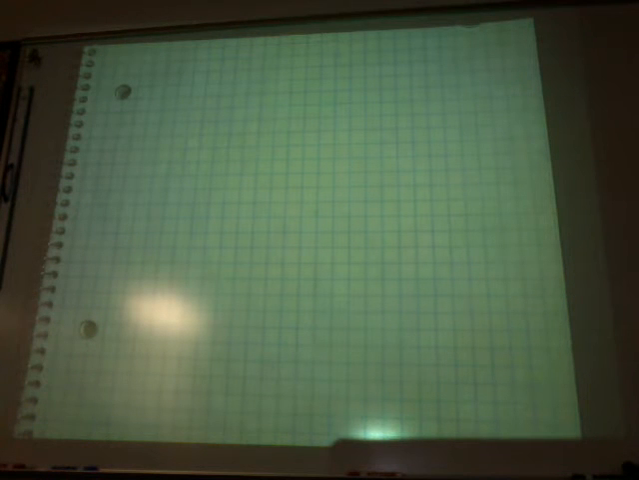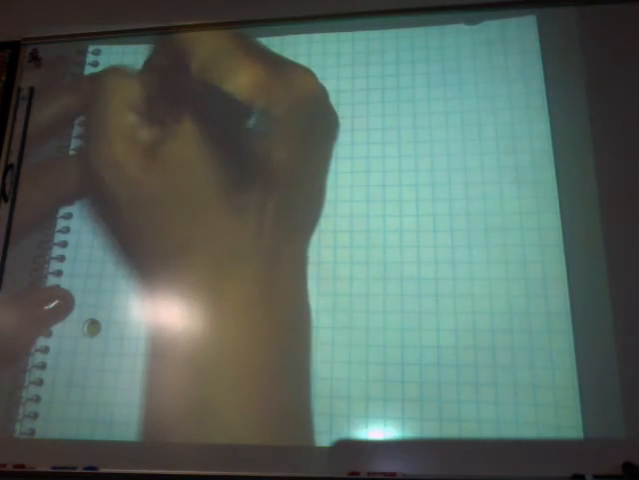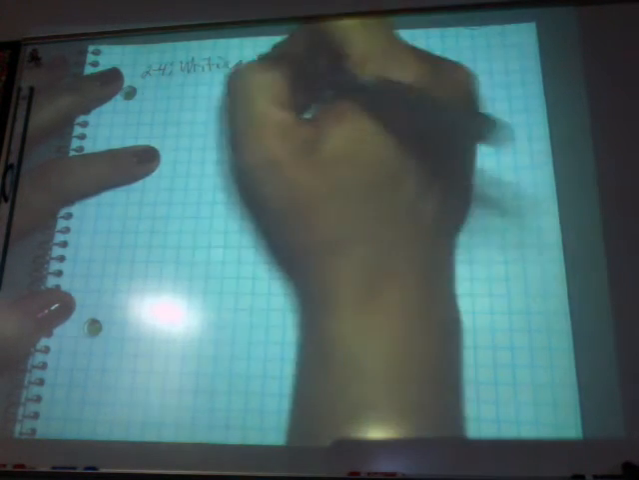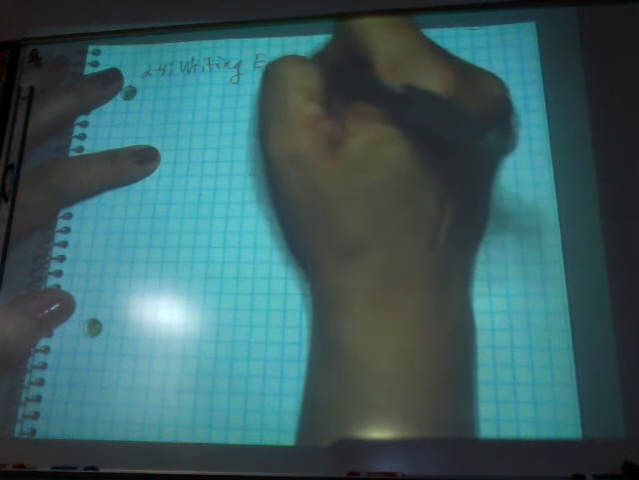Alright, so we're going to look at 2-4, writing equations of lines. Or writing linear equations.